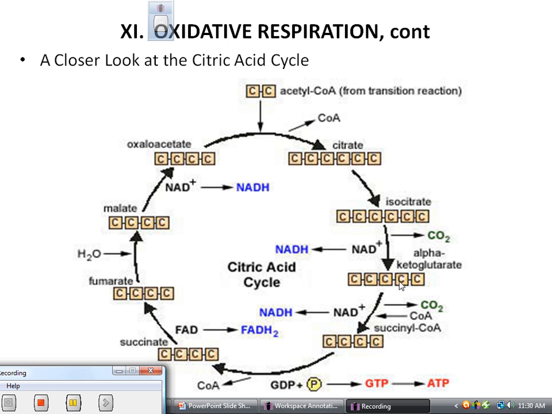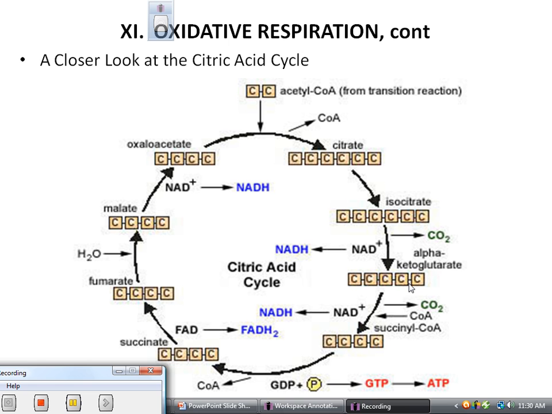Then that isocitrate, between here and here, is going to be oxidized. So some changes are going to happen. We're going to break a bond, and as we break a bond, we're going to release a carbon dioxide molecule. The electrons have to go somewhere, so waiting right here is an NAD+ to receive the electrons and become NADH. So the resulting compound loses that carbon dioxide.